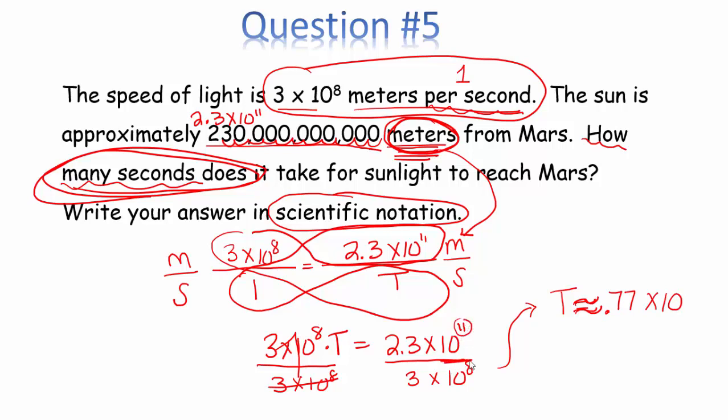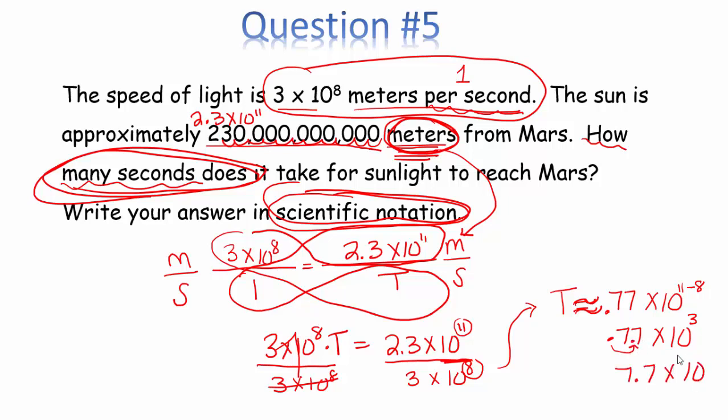I do 11 minus 8. So that is 0.77 times 10 to the 11 minus 8, which is 3. But this is not in scientific notation. They asked for my answer in scientific notation. This is not in scientific notation because it's a number less than 1, which means I need to move my decimal point so that it will be in scientific notation.